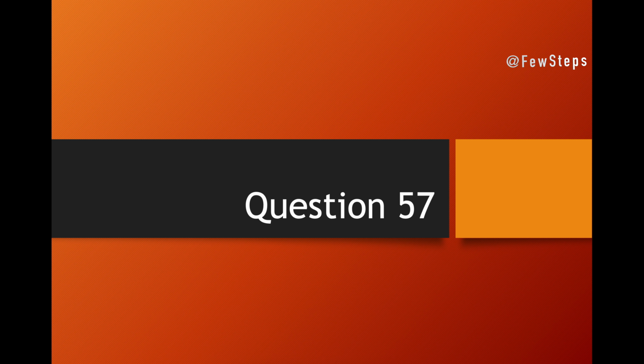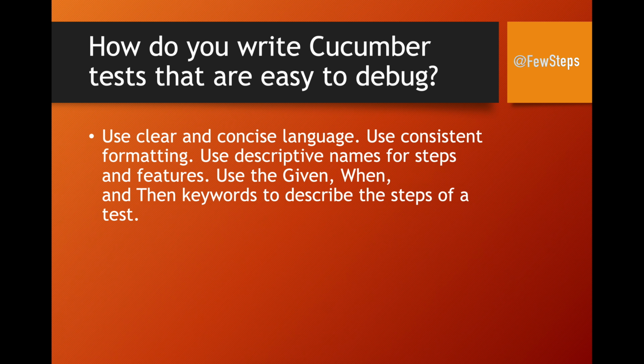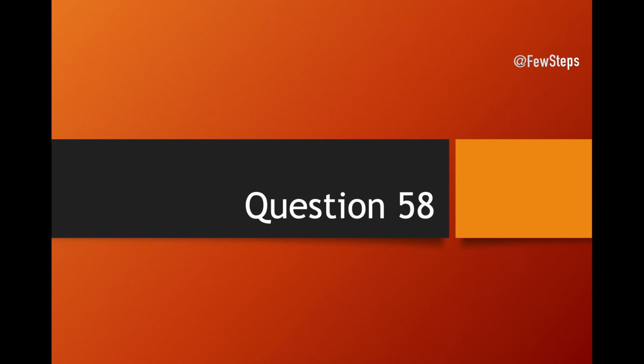Question 57. How do you write Cucumber tests that are easy to debug? Use clear and concise language. Use consistent formatting. Use descriptive names for steps and features. Use the Given, When, and Then keywords to describe the steps of a test. Question 58.